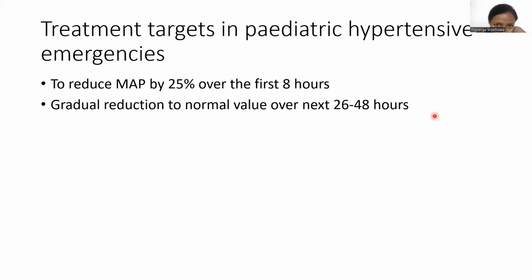So generally, in hypertensive emergencies, we said for adults we reduce the MAP by 25% in the first hour. Now kids, it's different. We don't want that blood pressure to drop very fast. We drop the blood pressure by 25% over the first 8 hours. Right? Then gradual reduction to normal value over the next 26 to 48 hours. So you can take a longer time to bring the blood pressure down to a normal level.